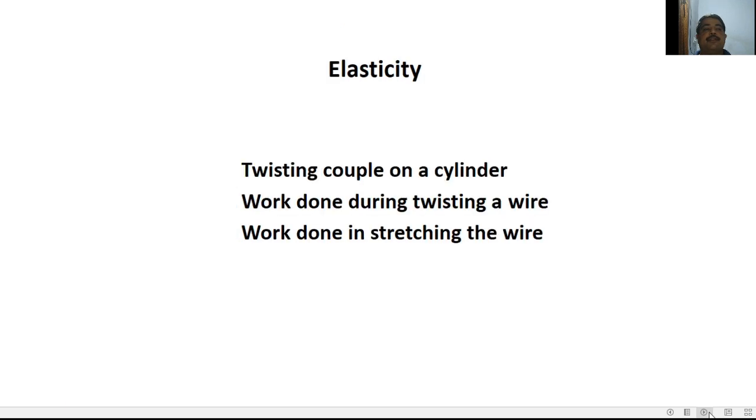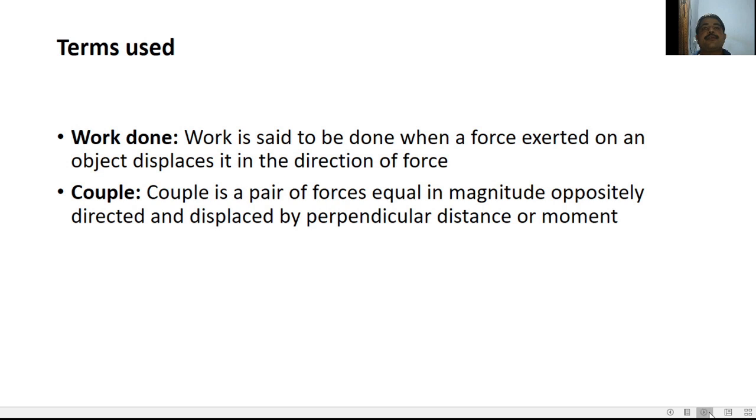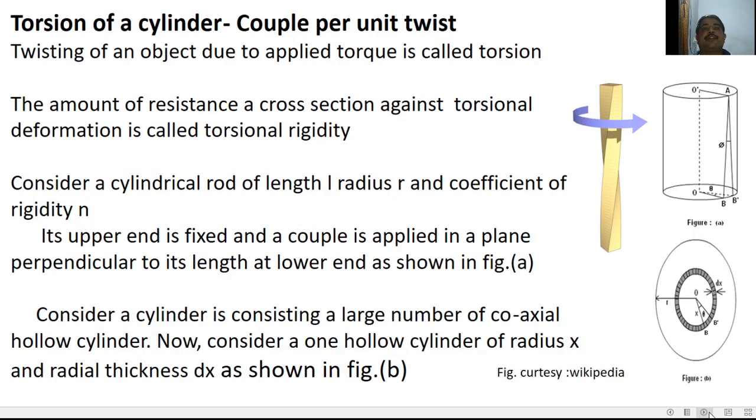Today we will discuss twisting couple on a cylinder, work done during twisting a wire, and work done in stretching the wire. Next, torsion of a cylinder and couple per unit twist.